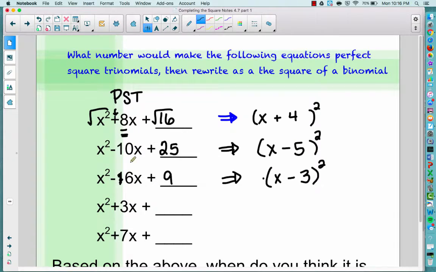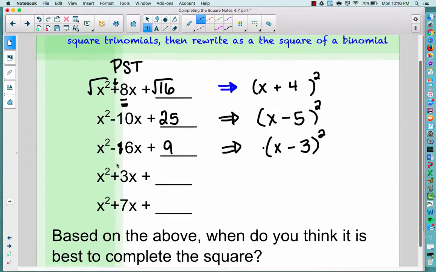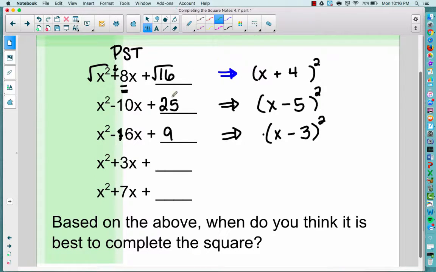Now, you might have noticed those were pretty easy because the middle term was even. When it's odd, we still can do it, but I'm going to show you a quick trick. Don't work with decimals, always work with fractions. So if I want to take half of 3, that means divide it by 2. So that's 3 divided by 2. And then if I square that, I get 9 over 4. So this becomes 9 over 4. To write that as the square of a binomial, I take the square root of the first term, the sign of the middle term, and the square root of 9/4, which would be 3 halves.